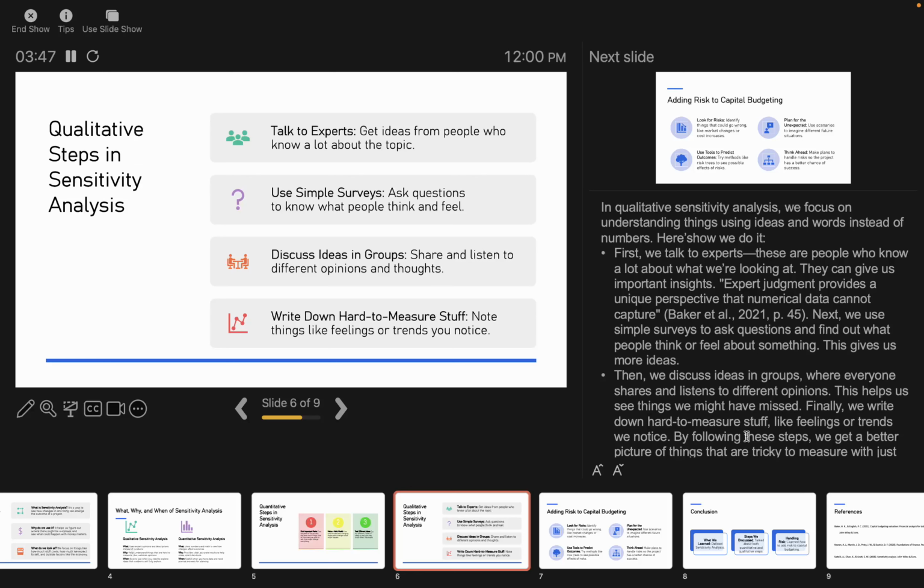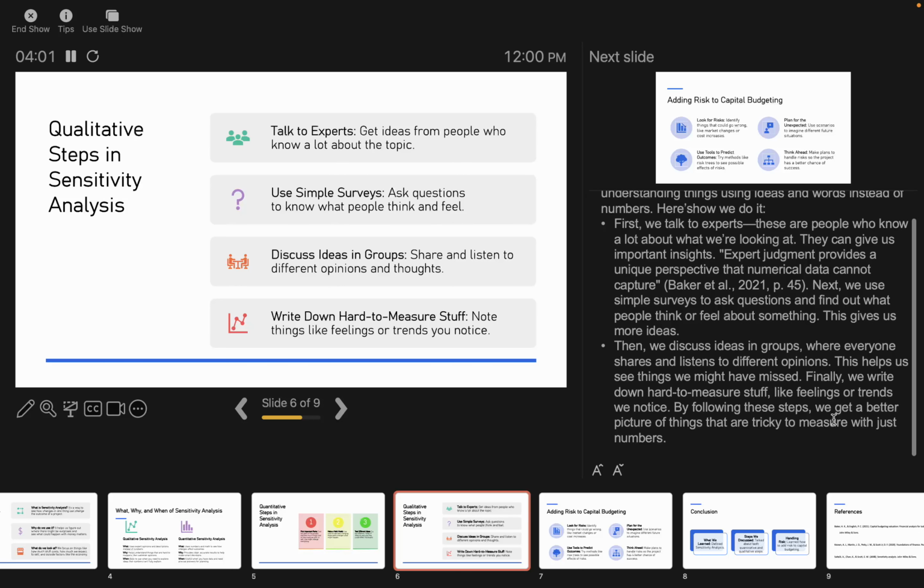Expert judgment provides a unique perspective that numerical data cannot capture. Baker 2021, page 45. Next, we use simple surveys to ask questions and find what people think or feel about something. This gives us more ideas. And then we discuss ideas in groups where everyone shares and listens to different opinions, and this helps us see things we might have missed.